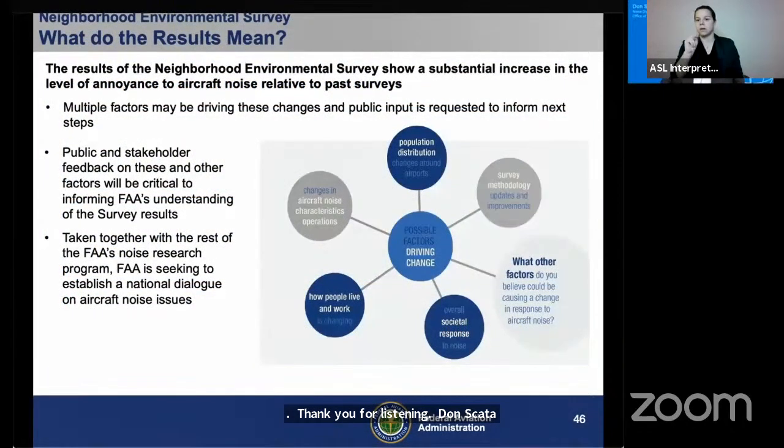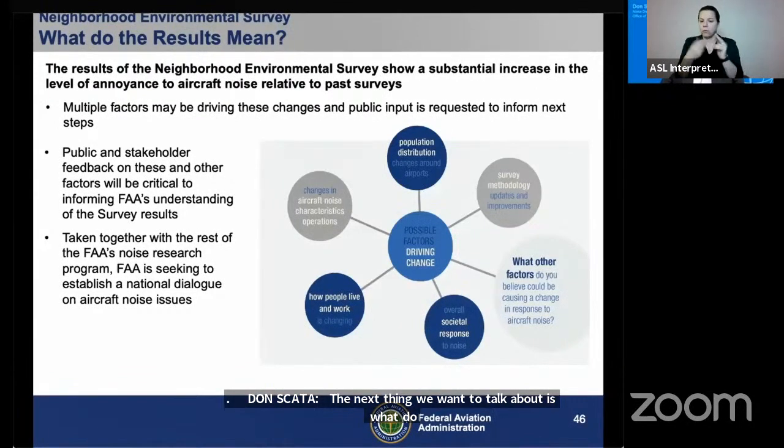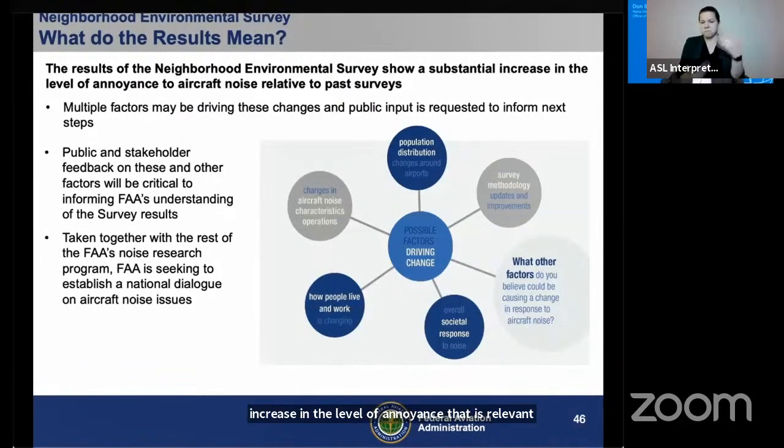The next thing we want to talk about is what do these results mean? The results of the Neighborhood Environmental Survey show a substantial increase in the level of annoyance to aircraft noise relative to past surveys. Multiple factors may be driving these changes, and public input is requested to inform our next steps.